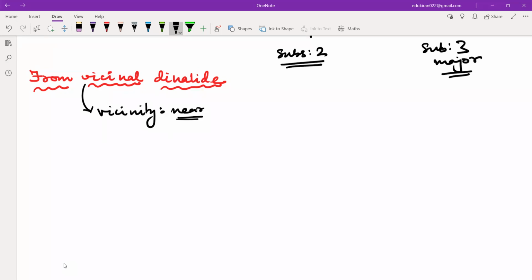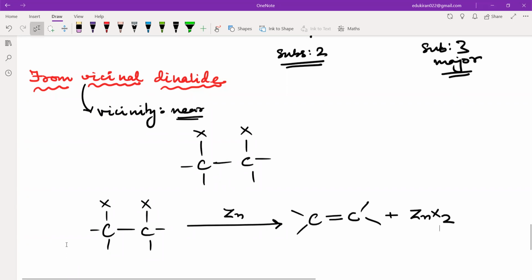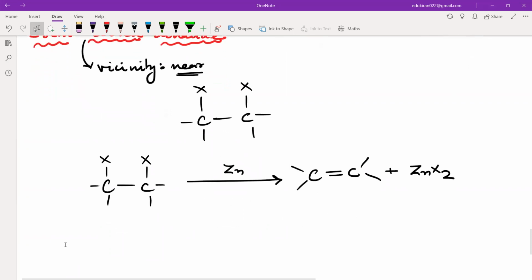And vicinal dihalide means you have a carbon atom and another carbon atom, both of them adjacent carbons. They have the halogen, that is X. And simply, if you react this with zinc, then you form a double bond between those two carbons, plus you get ZnX2, zinc halide. So this is one reaction.